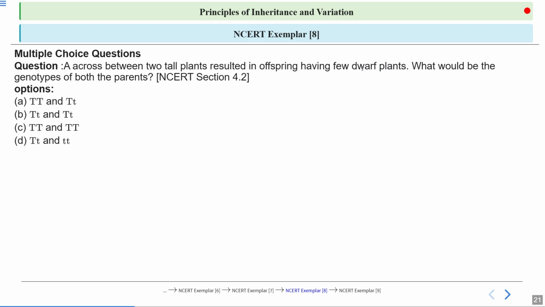So dwarf condition is observed when both the recessive alleles are present together. In homozygous recessive condition, dwarf character means recessive character. Dwarf character, recessive character. So this will be observed in homozygous recessive genotype. Clear? And the offspring, they inherit one allele from the father, one allele from the mother. So keeping this in mind, you have to answer this question. So these four options are given to you. What would be the correct answer?